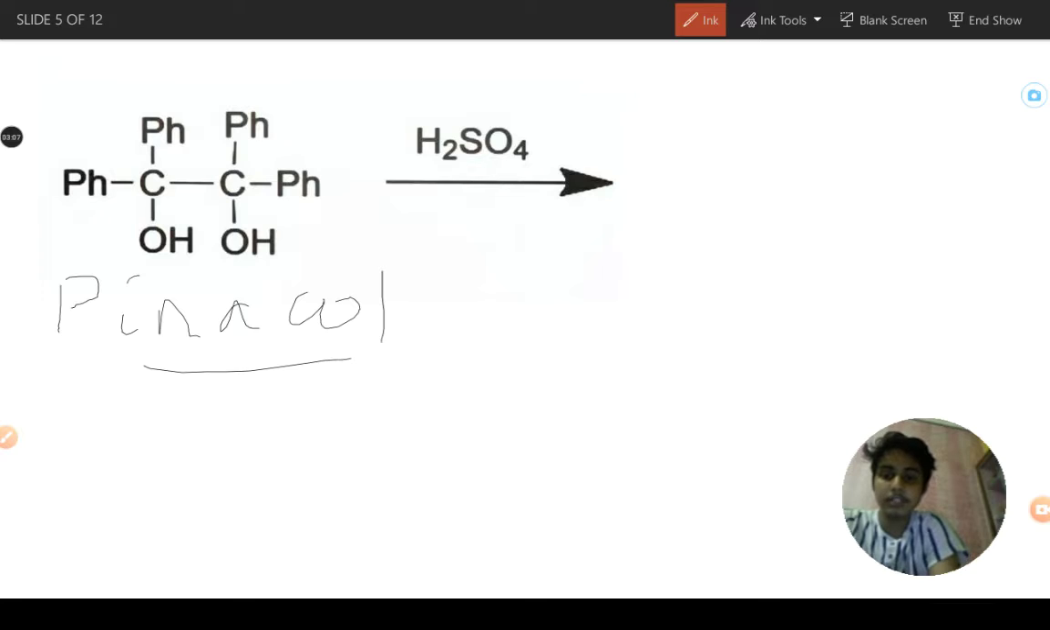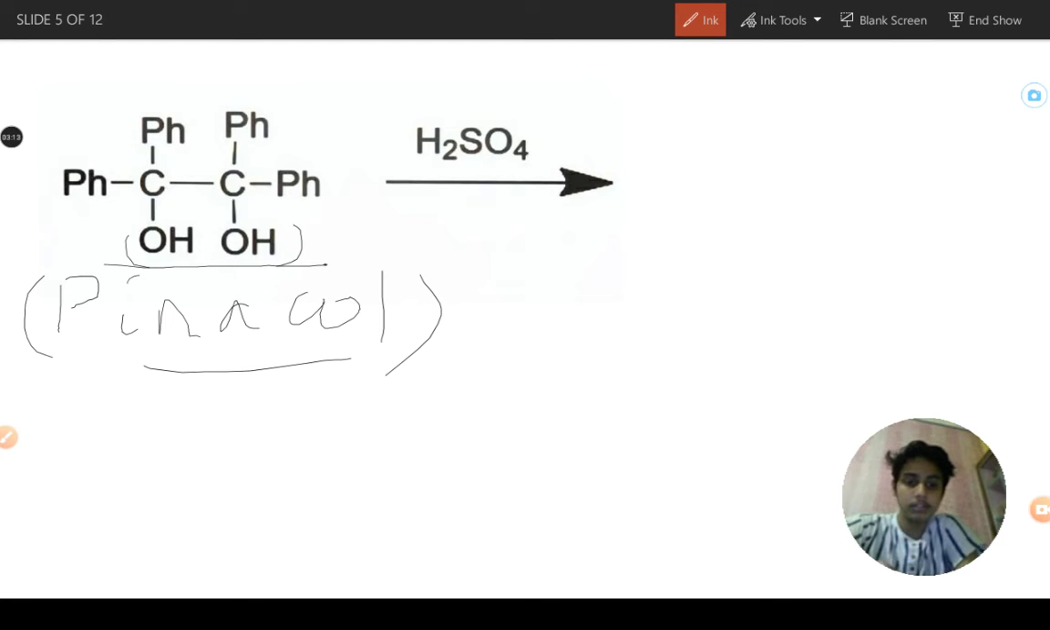Due to the presence of these two OH groups adjacent to each other, when you find a vicinal diol, this will be a Pinacol. And when Pinacol reacts with H2SO4, it will give you Pinacolone. You must be wondering what is Pinacolone. Pinacolone is a ketone. I will be telling you the mechanism of the Pinacol and Pinacolone reaction.